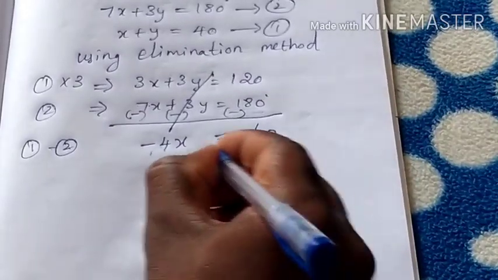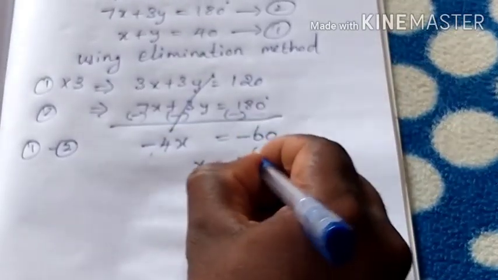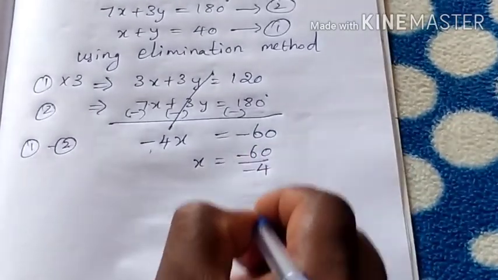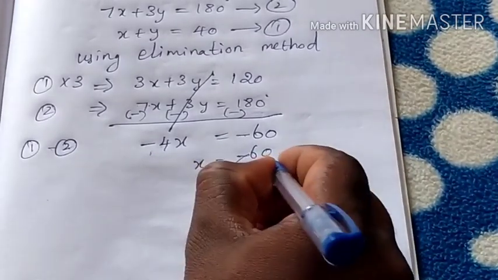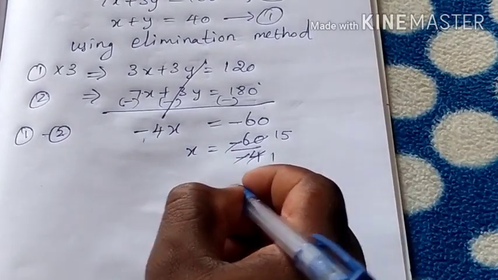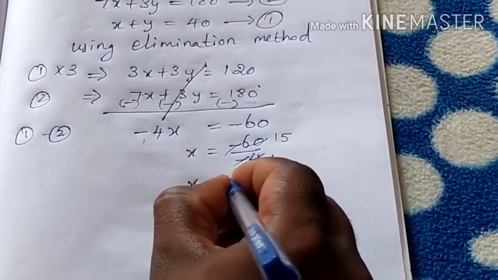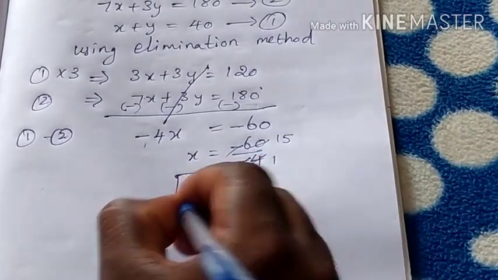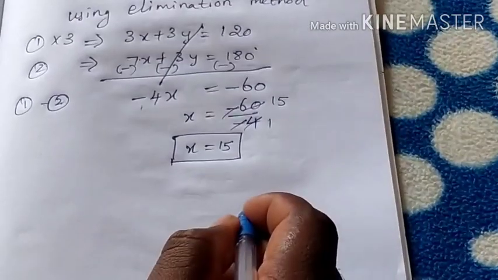Okay, so x is equal to minus 60 divided by minus 4, and minus minus are cancelled. Also 1 4s are 4, 15 4s are 60. Okay, so value of x is 15. Then find the value of y.